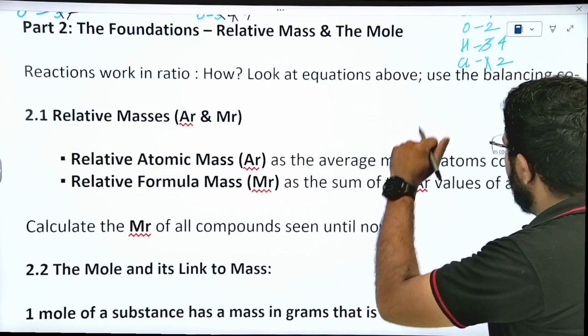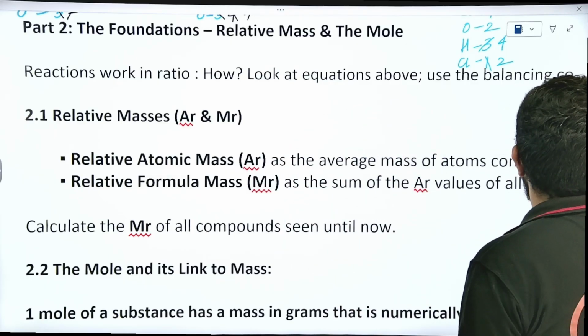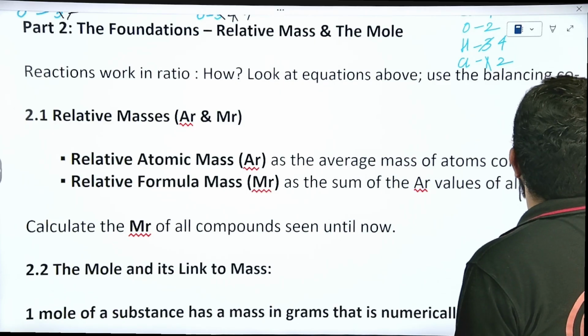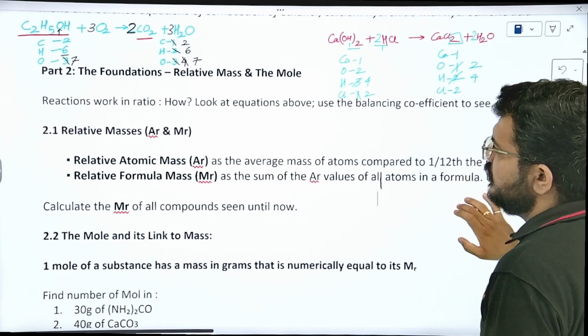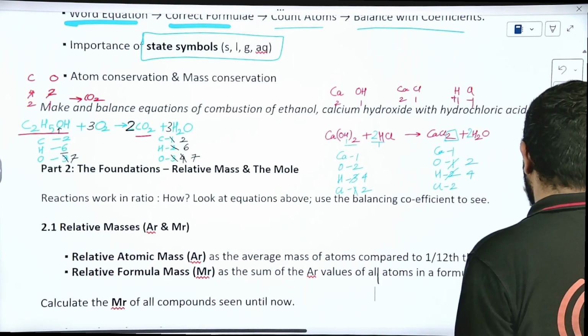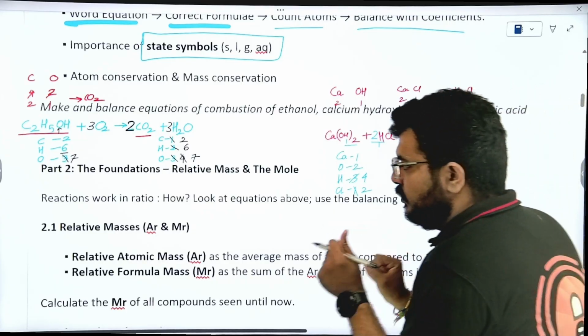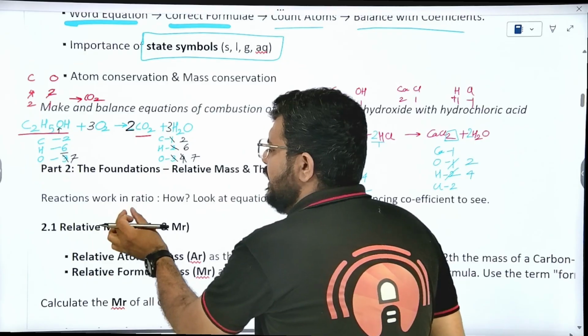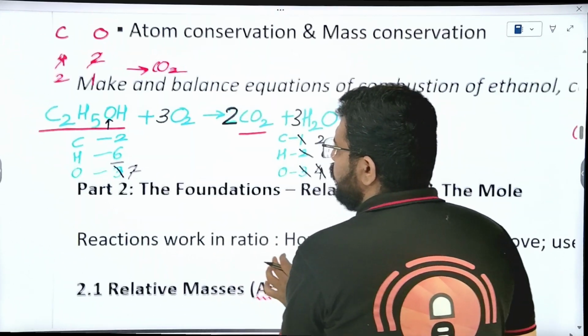How? Look at the equation above, and use the balancing coefficients to see. So if I have written something like this, then I think we should focus again. So reactions work in ratio. Now look at this very carefully.